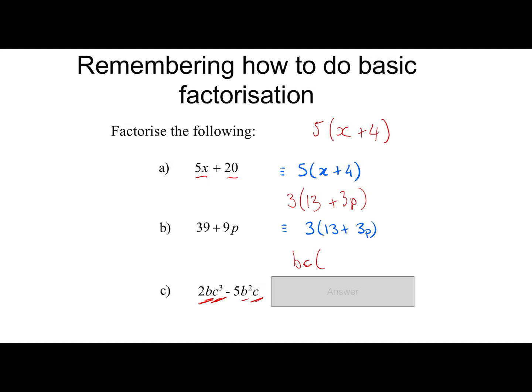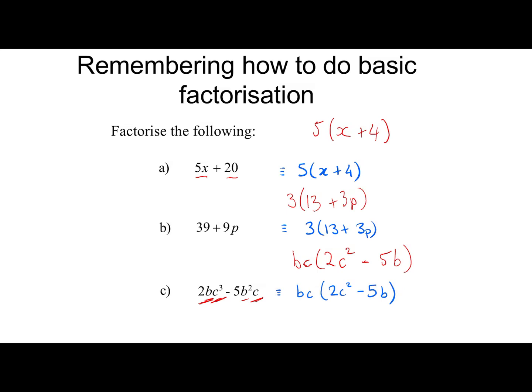So what do I need to put in the bracket? Well, for the first term, I'm going to need a 2 and a c squared, because c times c squared is c cubed. And then I'm going to take away, I'm going to need a 5. At the moment, I've got 5bc, but I know 5b squared c, so I need another b. There we go. It's factored: bc times 2c squared minus 5b.